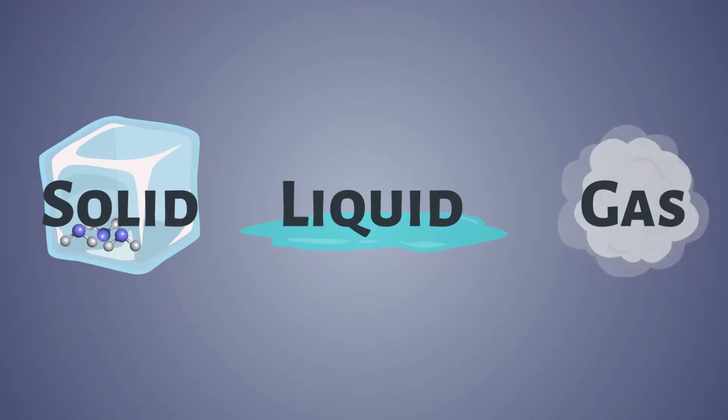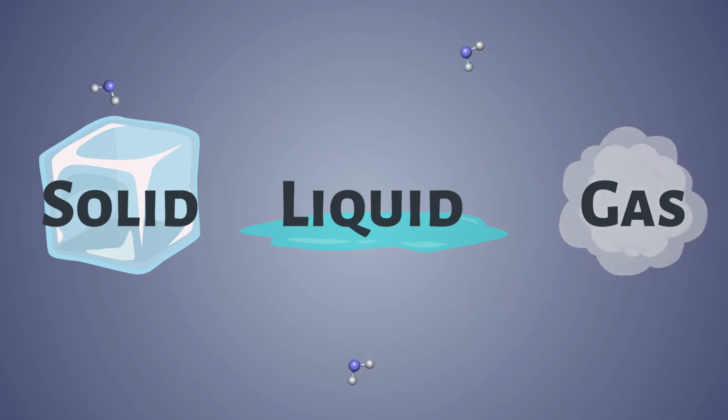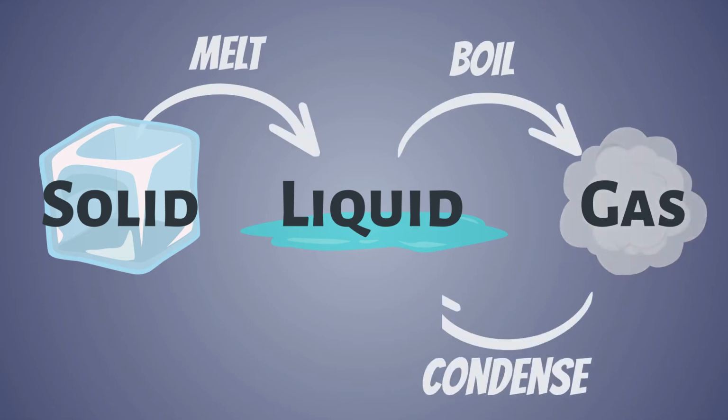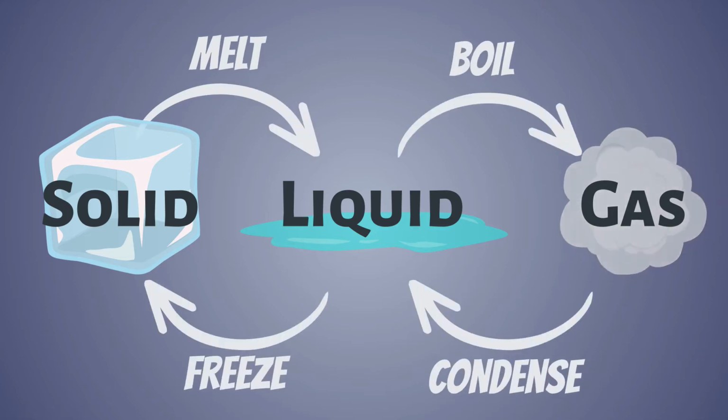So remember, when the molecules are jiggling in place close together, that's a solid. When the molecules are touching but can slide around, that's a liquid. And when the molecules break free and fly around, that's a gas. Depending on the temperature, a substance can move back and forth between the states of matter.